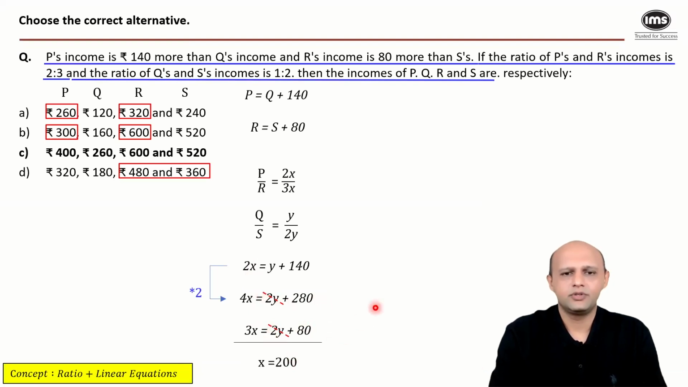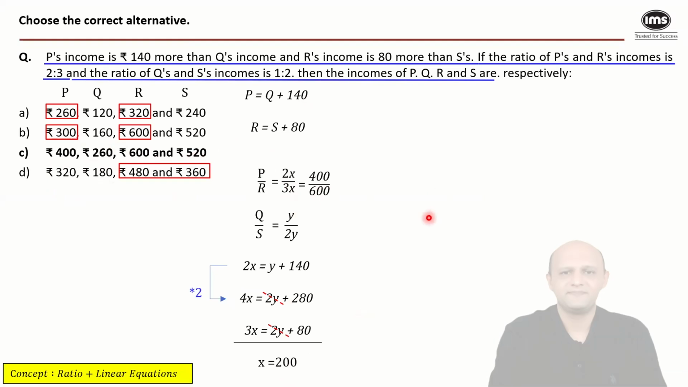And that virtually solves the entire set of values. So if x is 200, 2x would be 400, which is P's income. 3x would be 600, which is R's income. Now just subtract 140 from 400, you get Q's income, which is 260. And you subtract 80 from 600, which helps you arrive at the income of S, which is 520. And therefore, the answer is C.